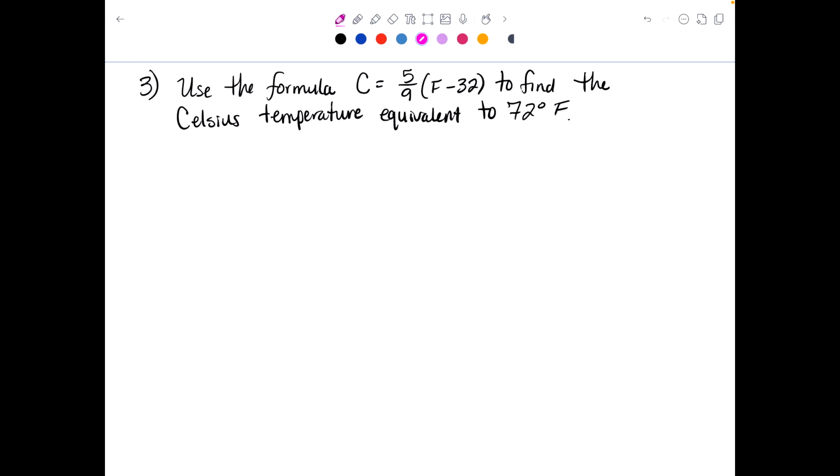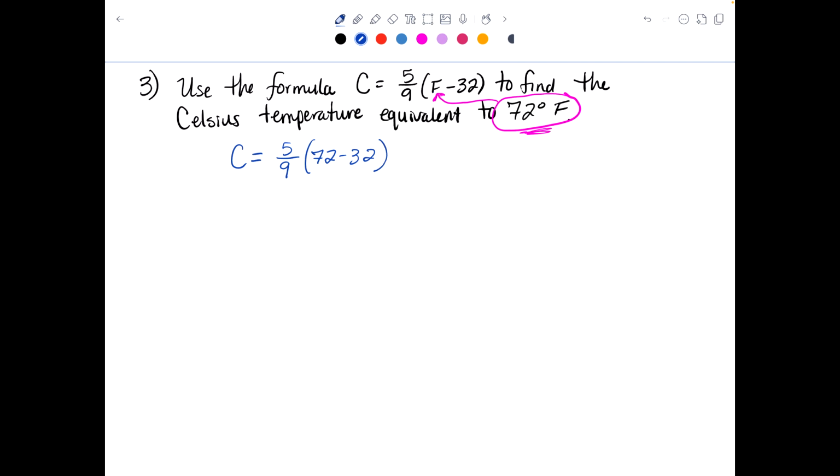For this problem, we're going to use the formula C equals 5 over 9 times (F minus 32) to find the Celsius temperature equivalent to 72 degrees Fahrenheit. Because we know what the degrees in Fahrenheit is, we can substitute it into the equation for F. So once we do that, we're going to have C equals 5 over 9 times, instead of writing F, we're going to write 72 minus 32.